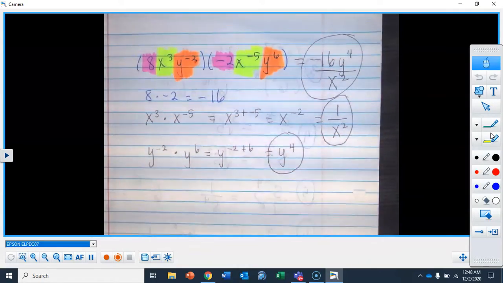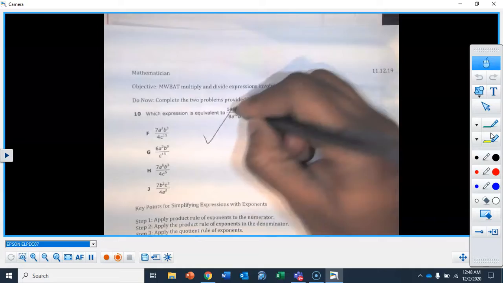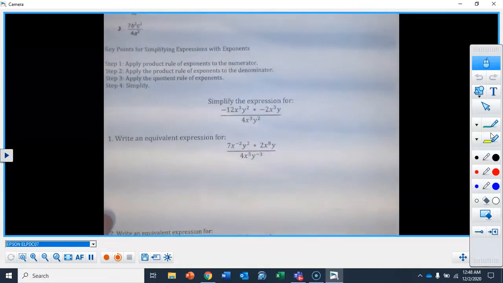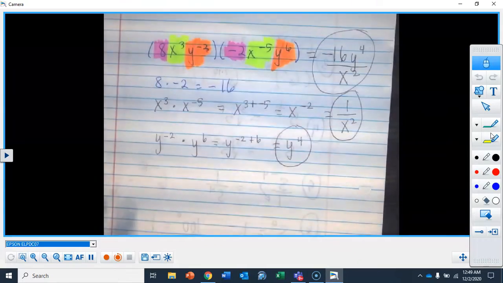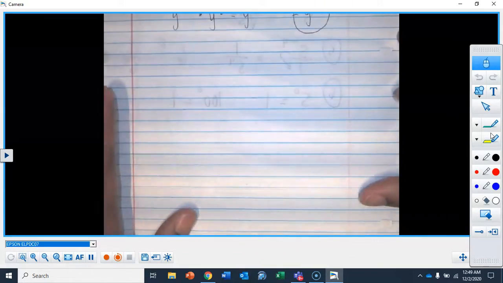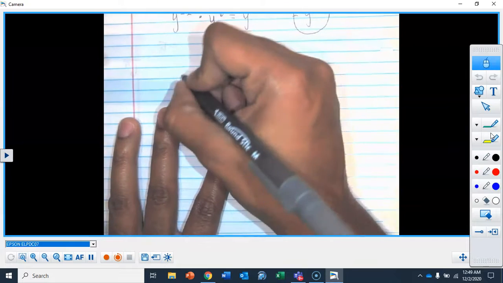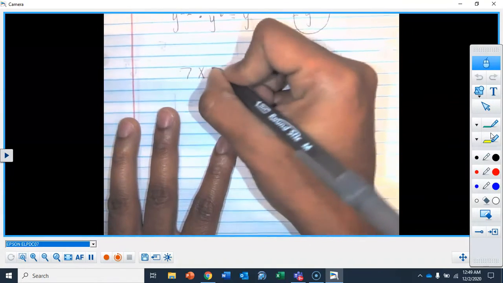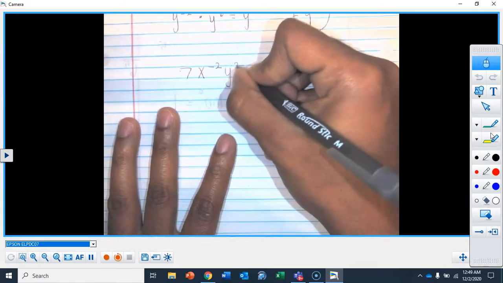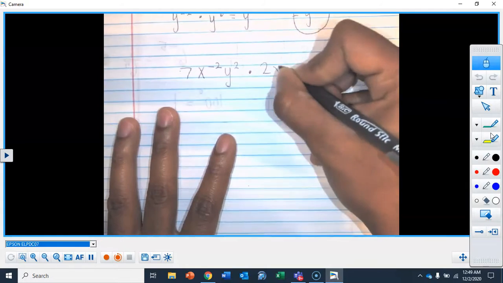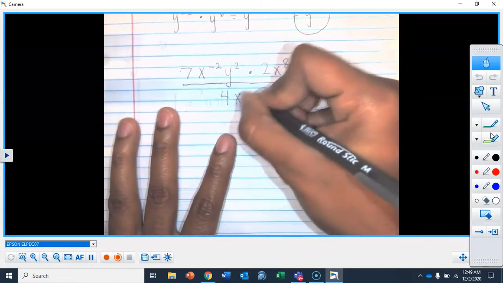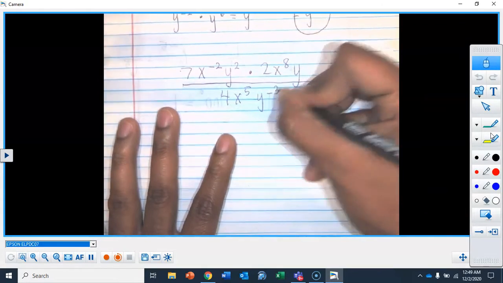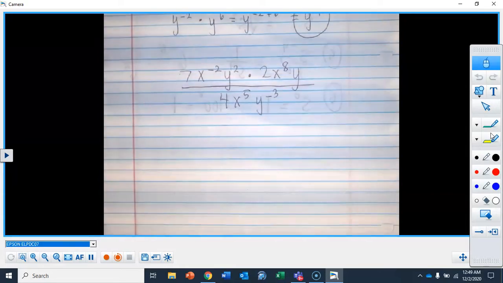Next one. Okay, so again, we've done this one, we did this one. All right, so now we keep going, and let's try one of these two real quick. So I'm going to probably do this one right here. So now, you're going to be practicing this today more in Nearpod. So we have 7 x to the negative 2, y raised to the second times 2x to the 8th, y, all divided by 4x to the 5, and then y to the negative 3 is in the denominator. Okay, same concept. Ready? Group them together, identify the operations, apply the law of exponents.